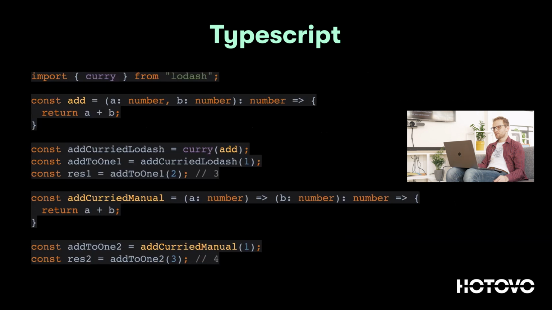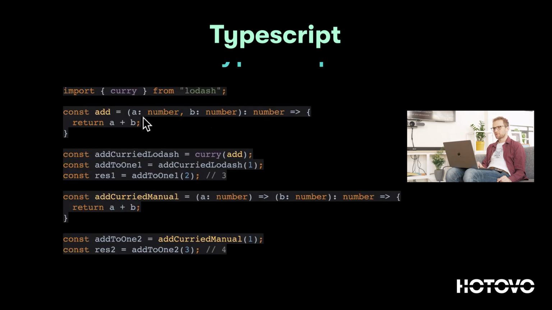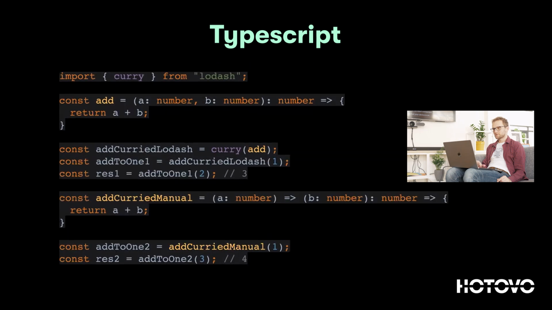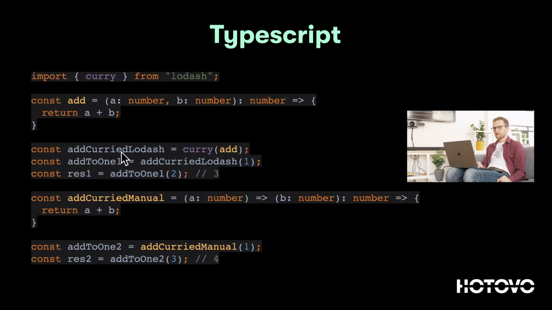Okay, so let's go on a tour and go over some of the languages and how they support currying and curried functions. Let's start with TypeScript. Here we have an add function. It's normal, nothing special. It's an arrow function. It could as well be implemented via the function keyword, but I'm going to use arrow functions.